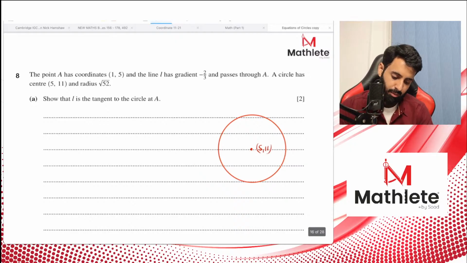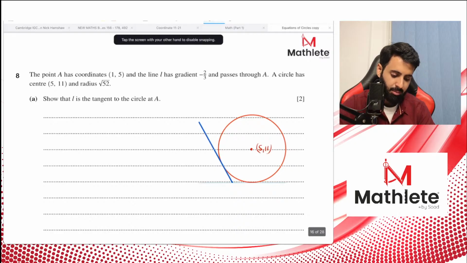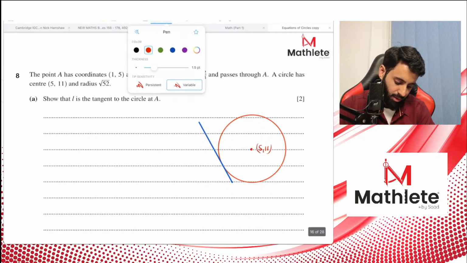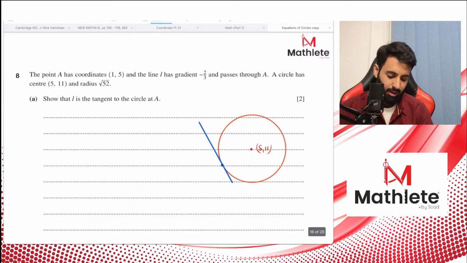Anyway, let's see. It says a circle has center 5, 11 and radius √52. Show that line L is a tangent to the circle at A. Line L has gradient -2/3, so that means it's a downward sloping line. If it's supposed to be tangent to the circle at A, that means point A lies on both the line as well as the circle. And this point has coordinates A, 1, 5.